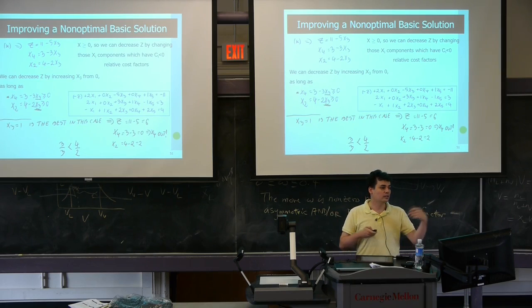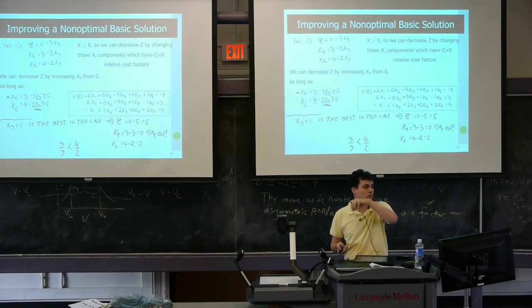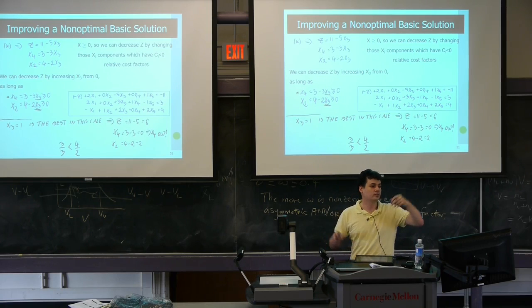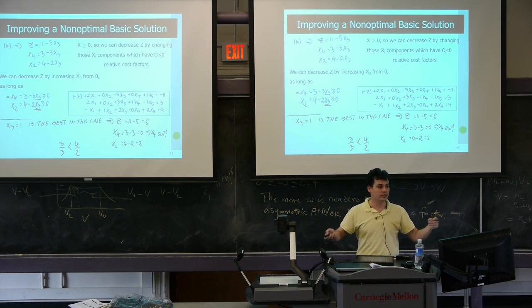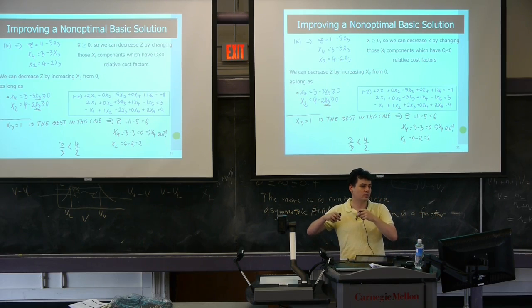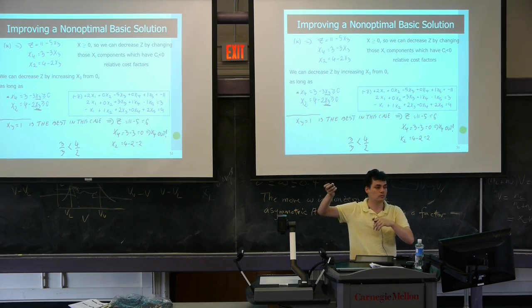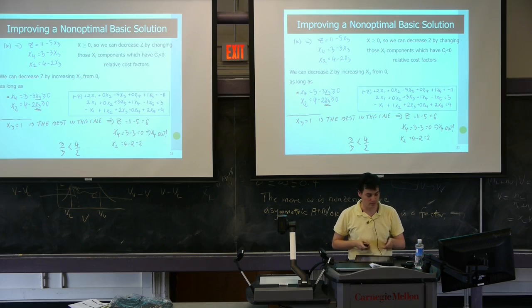So again, we had basic variables and non-basic variables. If a relative cost factor is negative, then we can increase a non-basic variable in such a way that the value of z will decrease. And how much can we increase that non-basic variable from 0 to a positive number? Well, that's defined by these constraints.